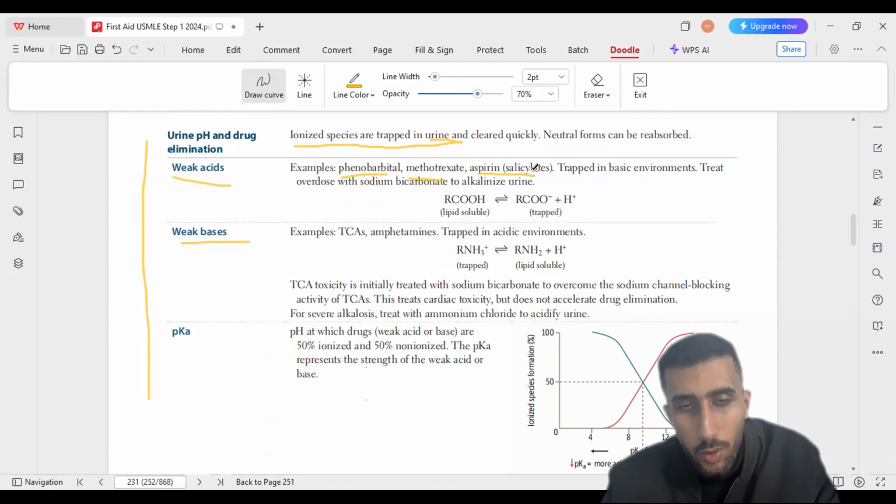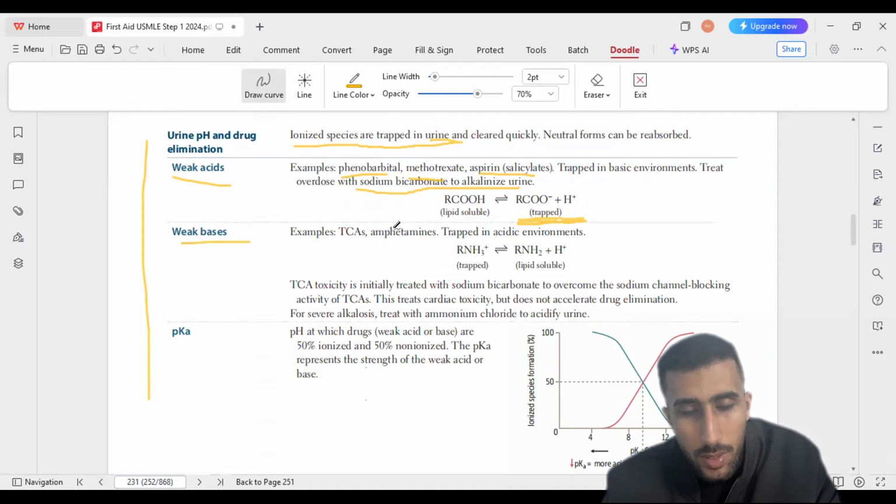So if you have an overdose from aspirin or something, you have to make the environment basic. What is the basic environment that we have? Sodium bicarbonate, which can alkalize the urine. This is the trapped form, and to get rid of phenobarbital, methotrexate, and aspirin, which are all weak acids, you give sodium bicarb, which is alkaline, to make them trapped and ionized here.